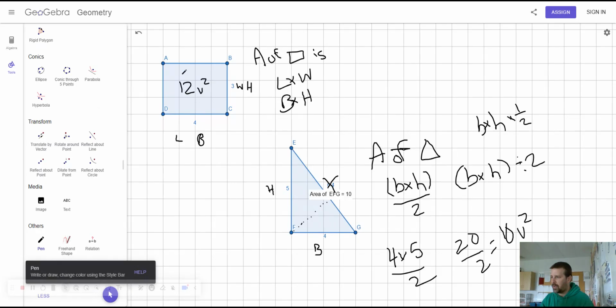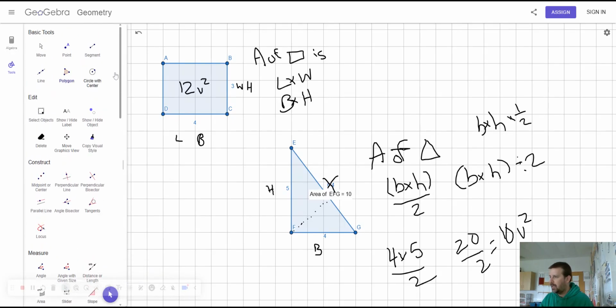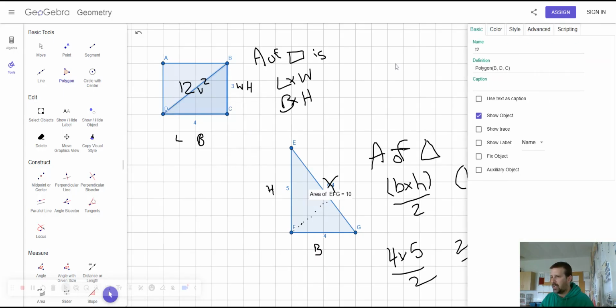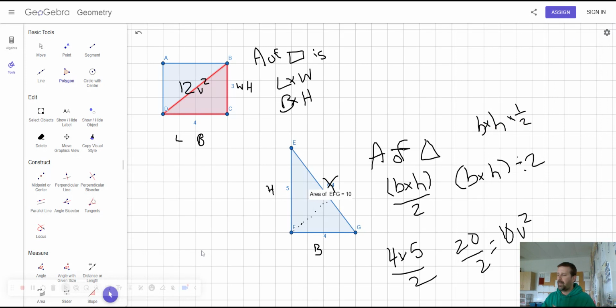So I said it's 12 units squared on this rectangle, okay? So we're gonna build a triangle inside of this rectangle, just for fun. I'll make a different color. I'm gonna build a right angle triangle inside this rectangle. And if I click it, I can change its color. Let's make it red so it stands out a bit. Okay, so you can see that triangle is inside the rectangle.